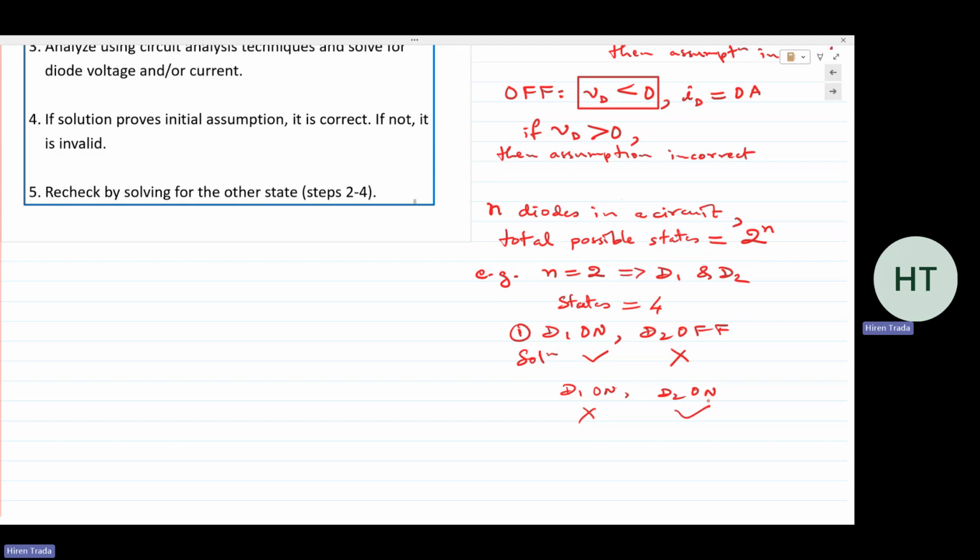If you have 3 diodes in a circuit, there's 8 possible states. 4 diodes, 16 possible states. In this class, I'm not going to give you 16 possible states, 4 diode circuits, maybe 3.